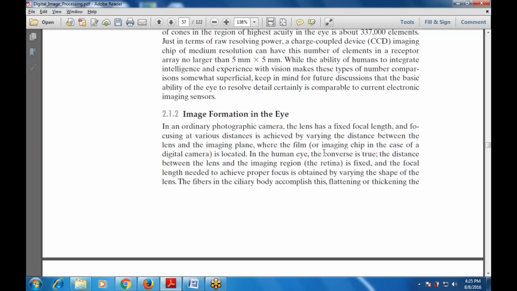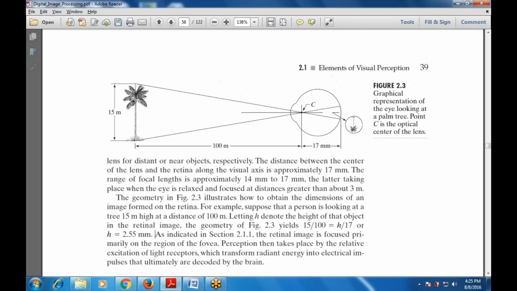In the human eye, the converse is true. That means it is opposite to the camera. The distance between the lens and the imaging region is fixed, and the focal length needed to achieve proper focus is obtained by varying the shape of the lens. The fibers in the ciliary body accomplish this by flattening or thickening the lens for distant or near objects. The distance between the center of the lens and the retina along the visual axis is approximately 17 mm. Look over this diagram, where it is given as 17 mm, and the range of the focal length is approximately 14 to 17 mm.